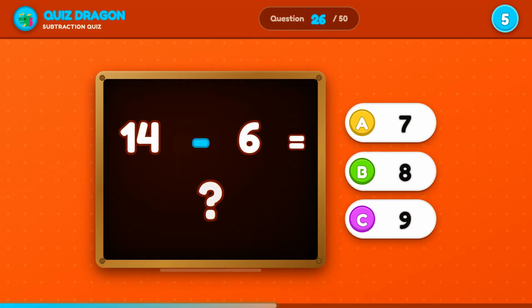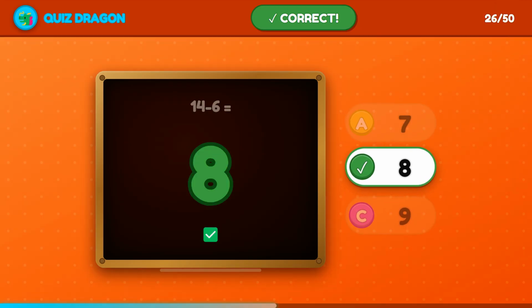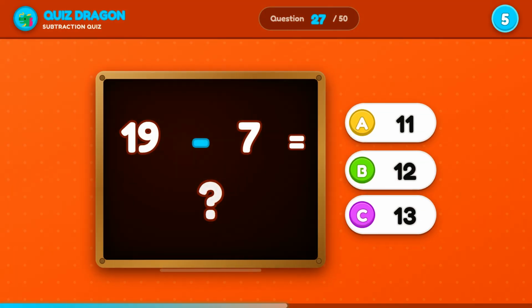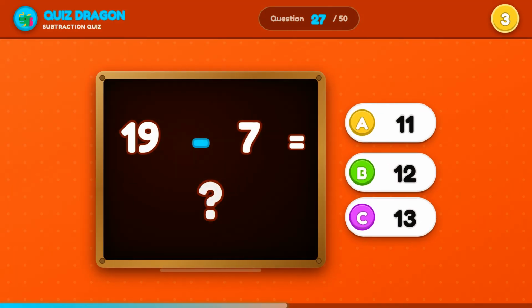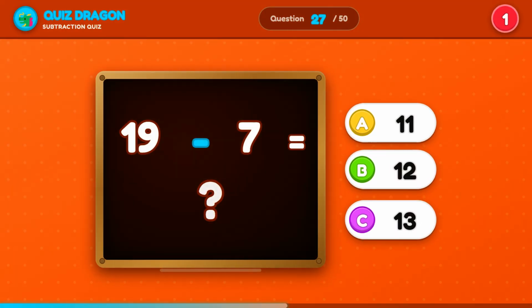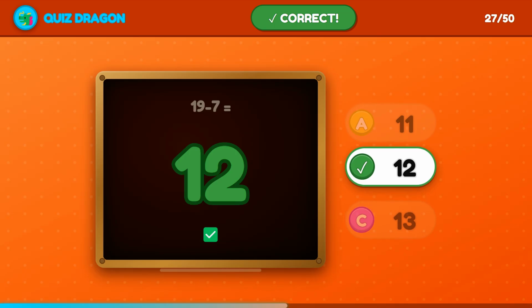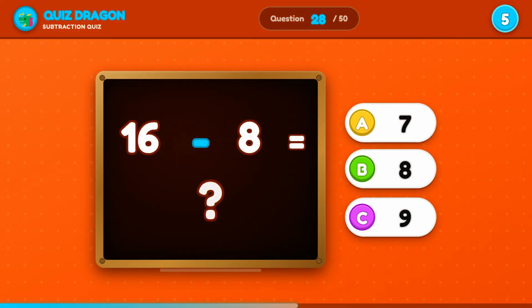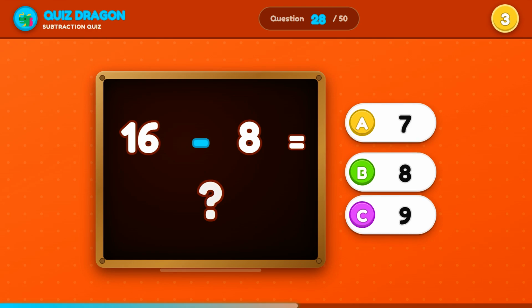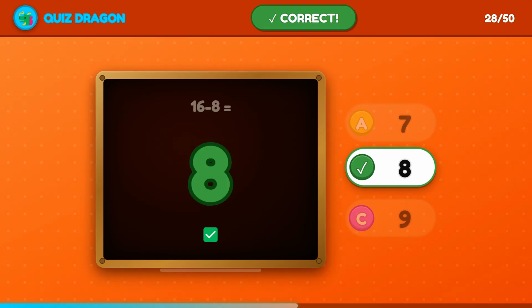Number 26. 14 minus 6 equals. The correct answer is B, 8. Question 27. 19 minus 7. What's the answer? The correct answer is B, 12. Question 28. What is 16 minus 8? The correct answer is B, 8.